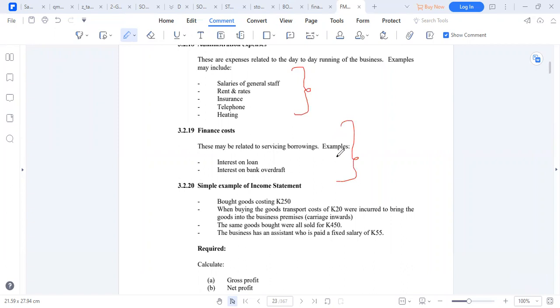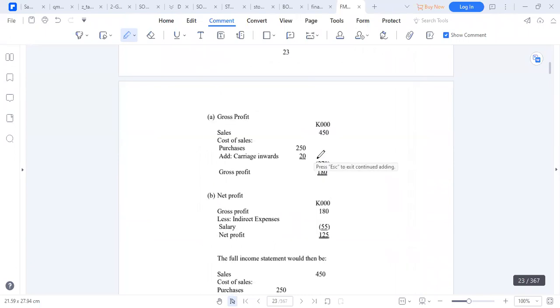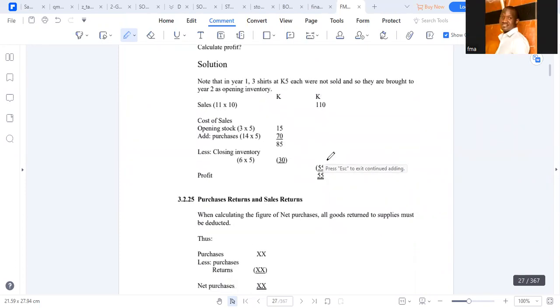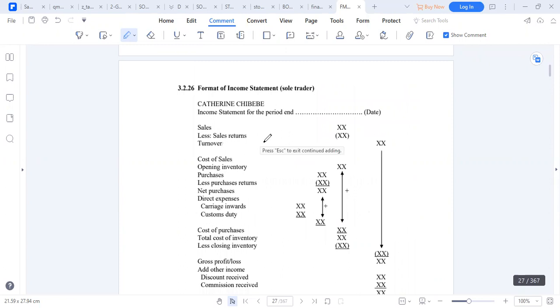These are expenses that we must consider. But I'll give you the general format that you need to have. All right. So the general format of our income statement looks like this. We have the sales less sales returns. What we get is called the sales turnover. Then we less cost of sales. We start with the opening stock. We add the purchases, and we less purchases returns, if any.